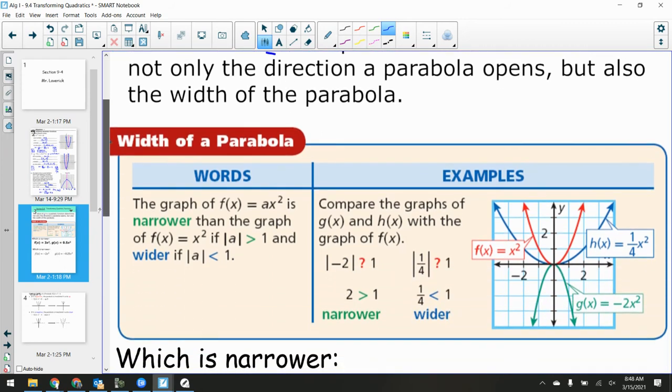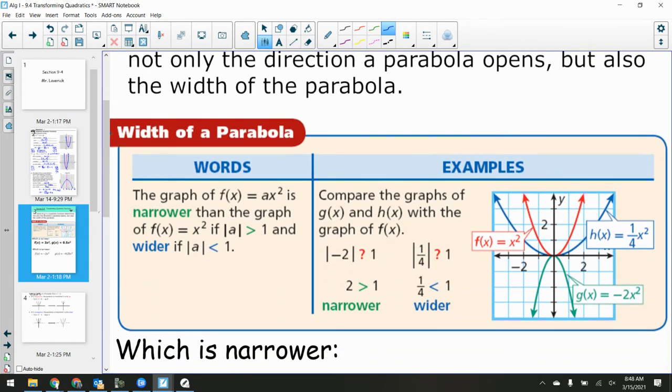Now, if I put a fraction out front, like a 0.5 or a 0.25 or a 1/4 or like a 3/4 out front of x squared, it does not make the graph narrower, it actually makes it wider than x squared, okay? So if I put a fraction out front, it's going to be a wider graph. If I put just a whole number out front, it's going to be a narrower graph.